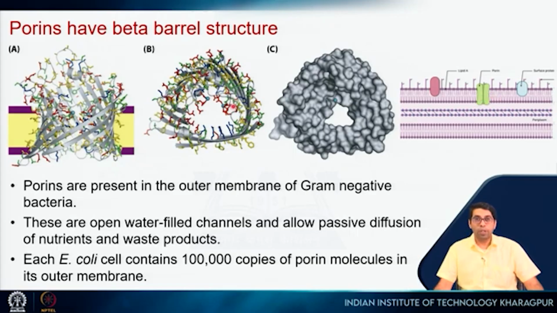So these are very broad. You can see that the channel is quite big. So these are open water-filled channels and they allow passive diffusion of nutrients and waste products through these channels. E. coli is an example of a gram-negative bacteria, and each E. coli cell contains 100,000 copies of porin molecules in its outer membrane. So these are very important molecules because they allow diffusion of nutrients into the cell and also allow the waste product to go out of the cell.